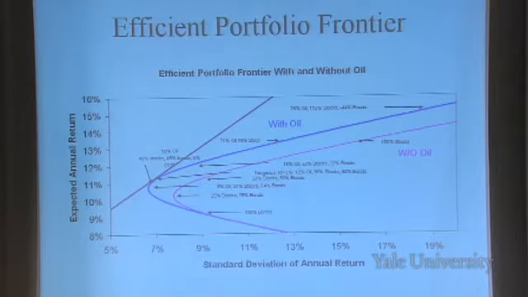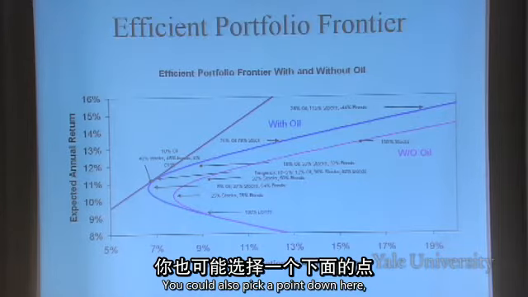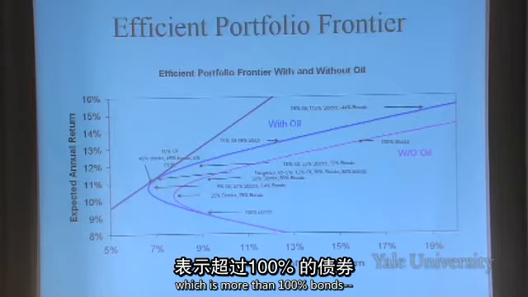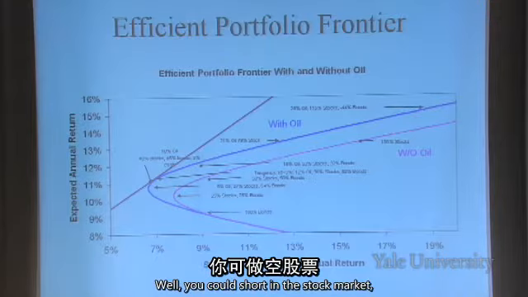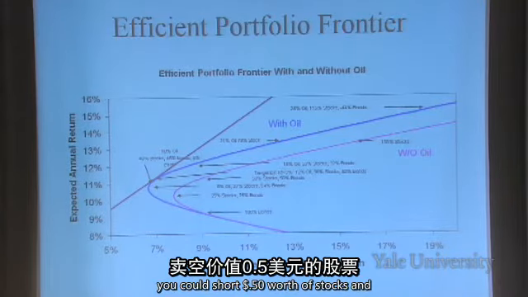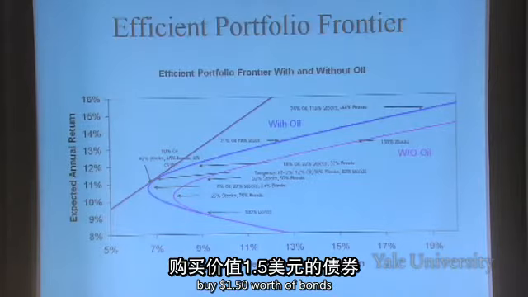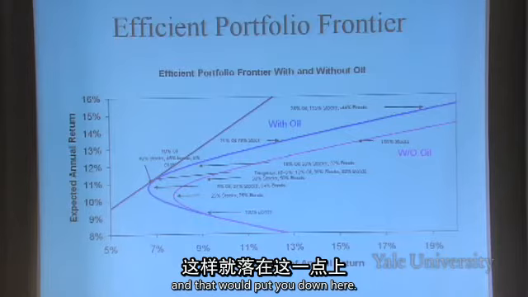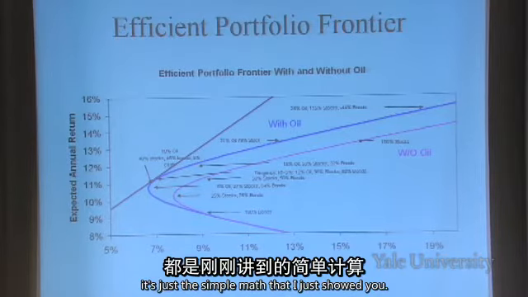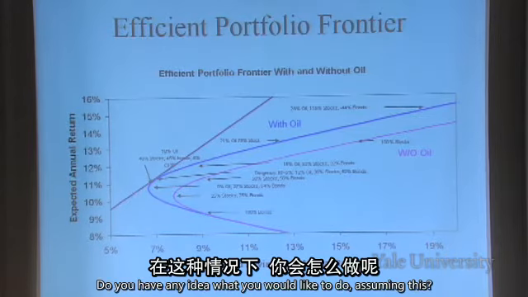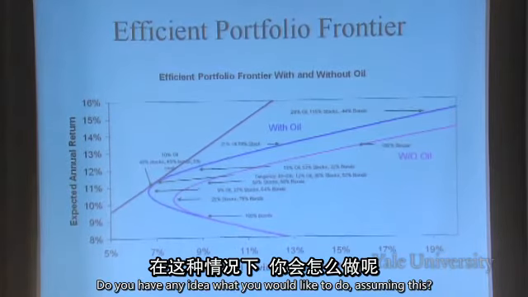Okay? You could also pick a point down here which is more than 100% bonds. How would you do that? Well, you could short the stock market. You could short 50 cents worth of stocks and buy $1.50 worth of bonds. And that would put you down here. Any one of those things is possible. It's just the simple math that I just showed you. Okay? Do you have any idea what you would like to do, assuming this?